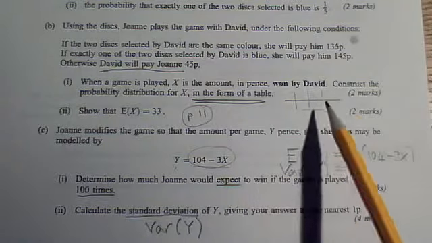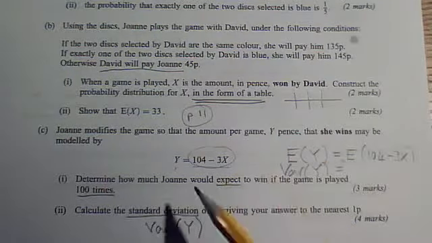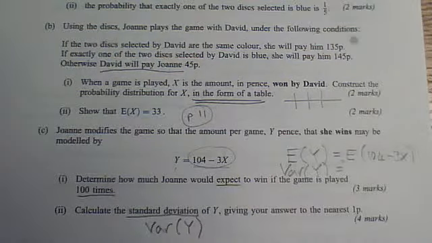Or you could think of just getting a wholly new table for y based on this formula and working out the variance directly from that. Either method works, and it's up to you which one you use. Good luck with that question.